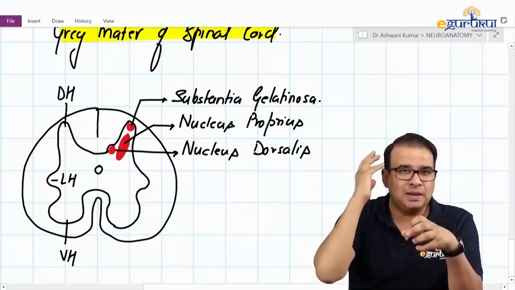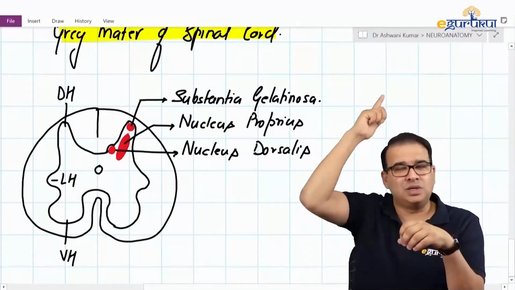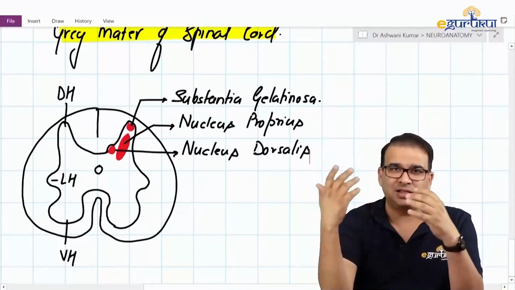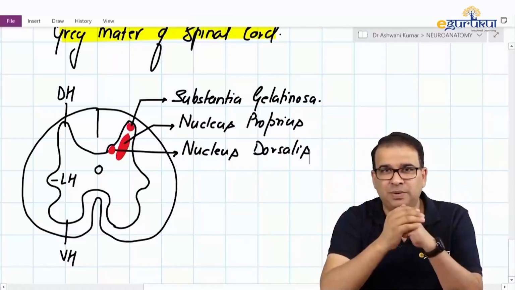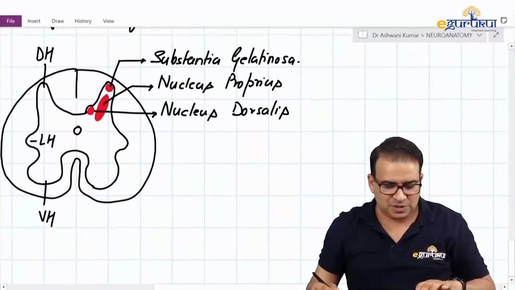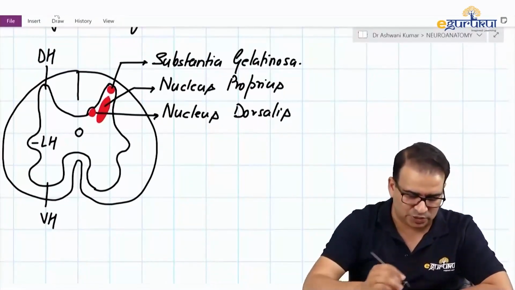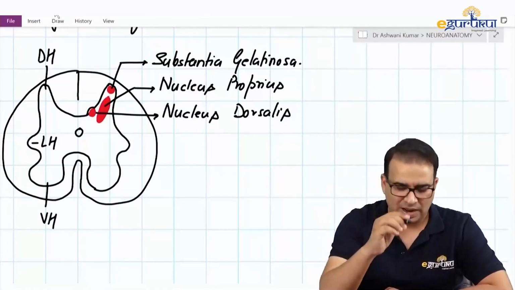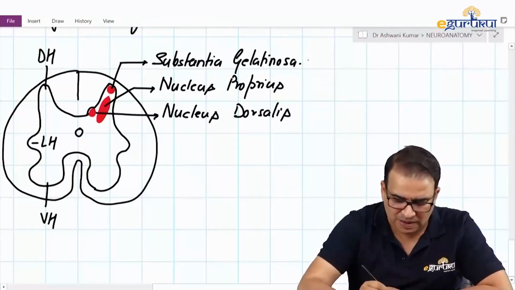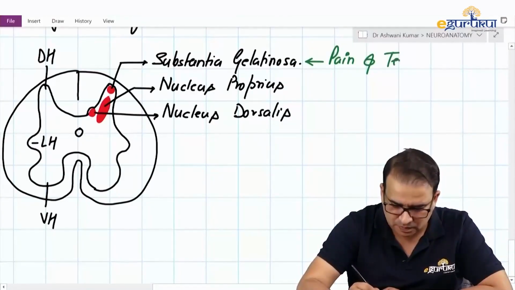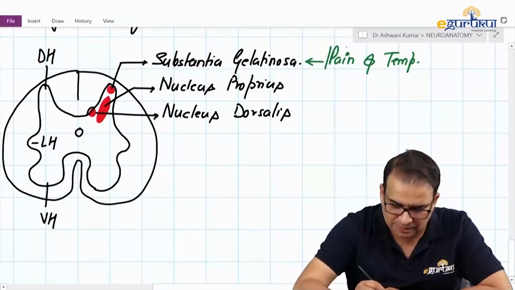Then they again relay in the thalamus, and the third order neuron will go into the cerebral hemisphere. So that's why we have an order neuron system taking the information to the different part of the brain depending upon what tract we are talking about. So guys, the substantia gelatinosa has major relation with the spinothalamic tract. In fact, I would request you to remember it better this way: pain and temperature mainly come into the spinothalamic tract.